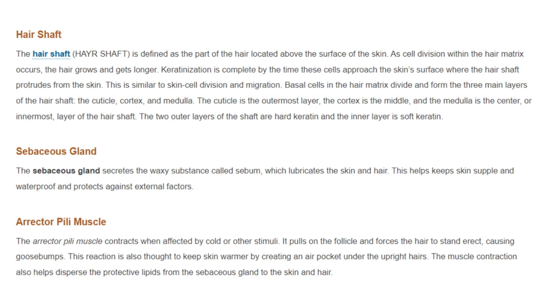Erector pili muscle. The erector pili muscle contracts when affected by cold or other stimuli. It pulls on the follicle and forces the hair to stand erect, causing goosebumps. This reaction is also thought to keep skin warmer by creating an air pocket under the upright hairs. The muscle contraction also helps disperse the protective lipids from the sebaceous gland to the skin and hair.